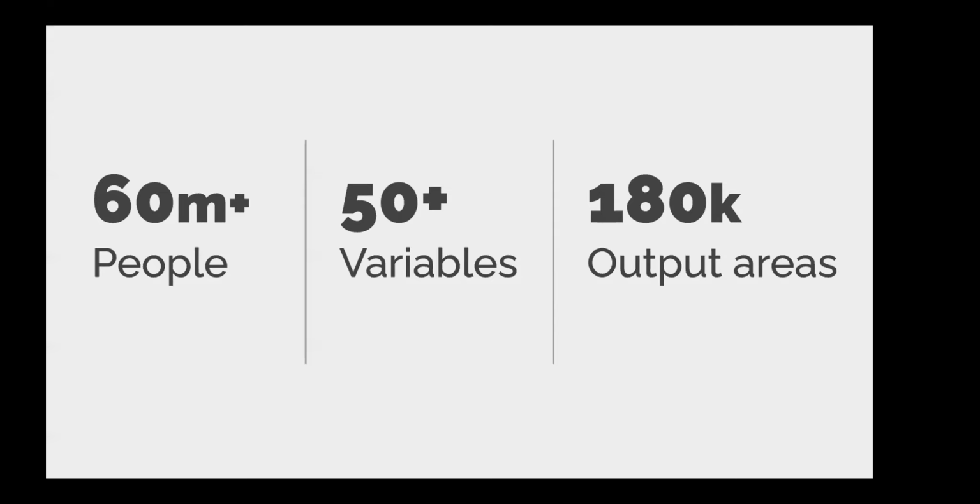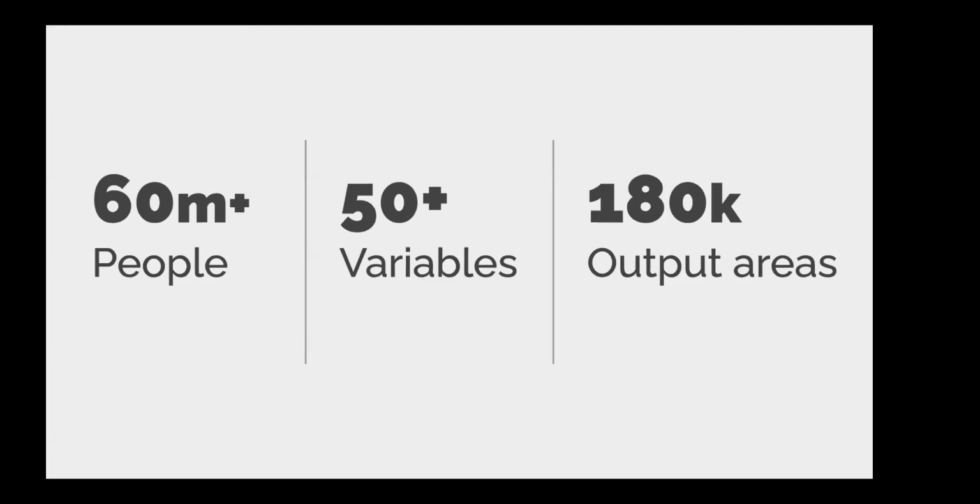And obviously, we're not releasing data on every single individual in England and Wales, but we're releasing data at very small geographies. So basically about 180,000 statistical neighborhoods called output areas. And most of the variables and even cross tabulations of those variables are available at that kind of tiny geographic level.